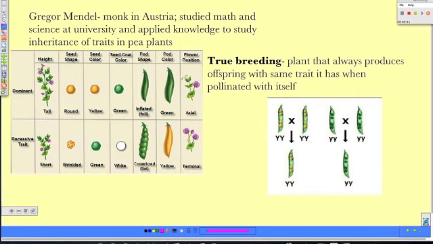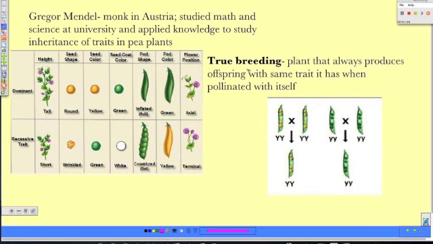And he looked at 7 different traits: height, seed shape, seed color, seed coat color, pod shape, pod color, and flower position. These weren't on different kinds of plants. These were all on pea plants. He would cross one type with another and see what the offspring looked like and how that compared back to the parents. He did this over and over with somewhere around 29,000 different plants. So he had a lot of math, a lot of numbers going in here. He was taking a lot of data.